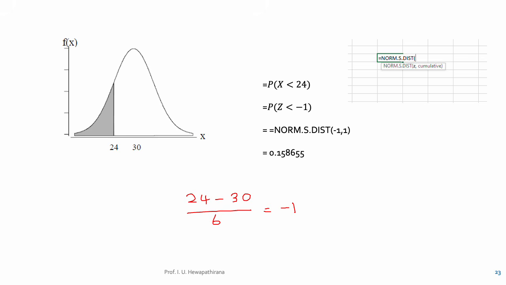And then we have the norm.s.dist function in Excel. We go to Excel and type norm.s.dist and we enter the Z value, which is -1, and whether it is cumulative or not, which is yes. So we enter 1 and we get the same answer. So depending on the situation and the availability of resources, you can either use the norm.dist function or the norm.s.dist function to calculate corresponding probabilities.